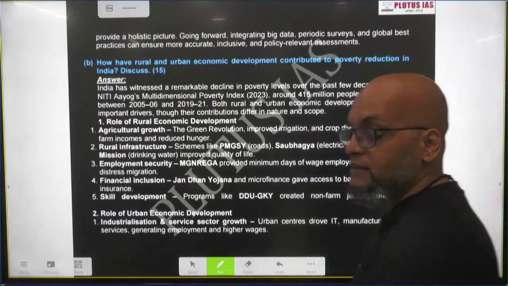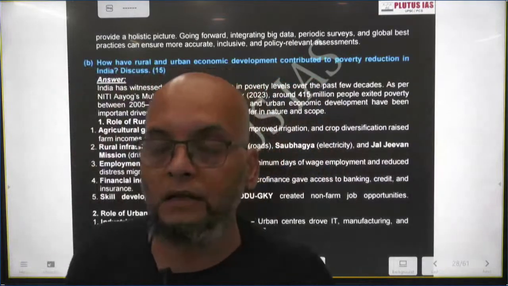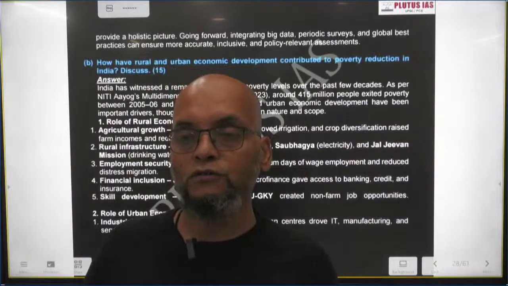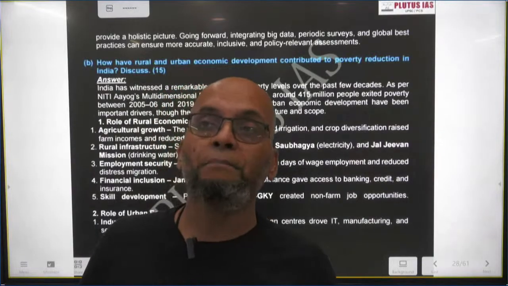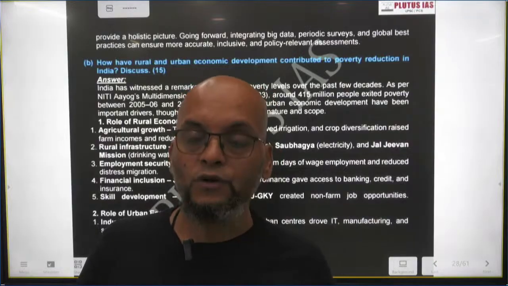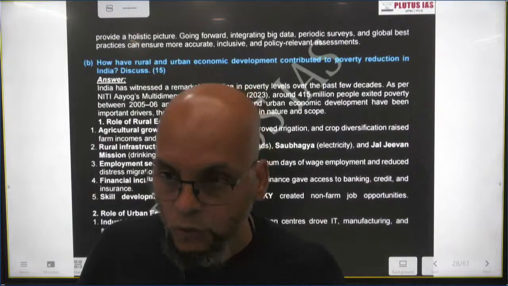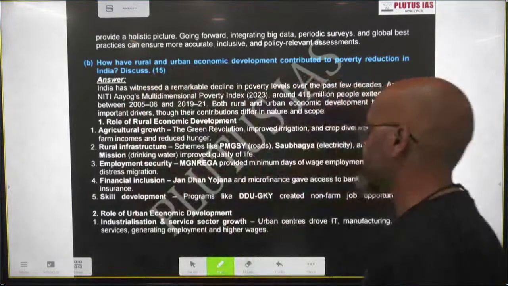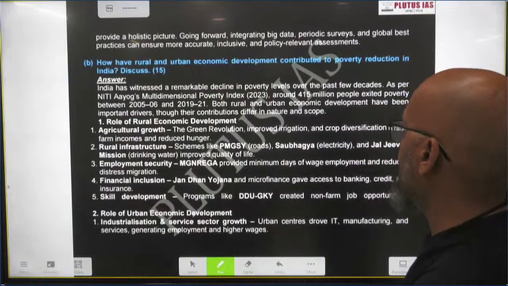So they are asking, as I told you, that 41.5 crore people came out of poverty from 2005 to 2021. They are asking what development policies were adopted in rural as well as urban areas which helped India in achieving this goal. So see, India has witnessed a remarkable decline in poverty levels over the past few decades.